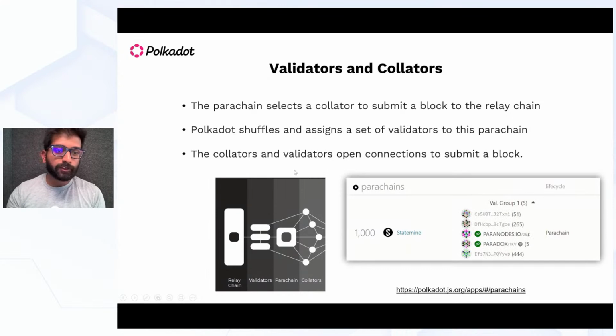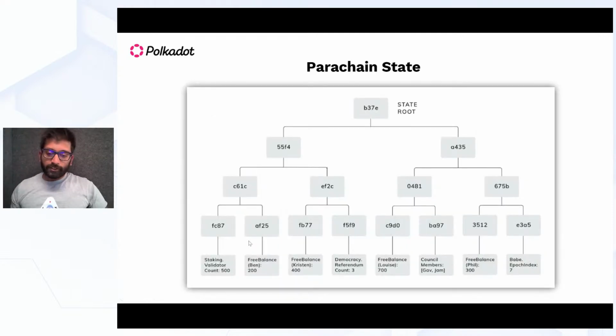So yeah, Polkadot shuffles and assigns a set of validators to each parachain. So collators, who are the full nodes on a parachain, open connection with the relay chain validators, they submit a block, and the whole validation begins. I'm not gonna go too in depth about the technical aspects of para validation, but I do want to give you a brief idea of how the para validation happens.